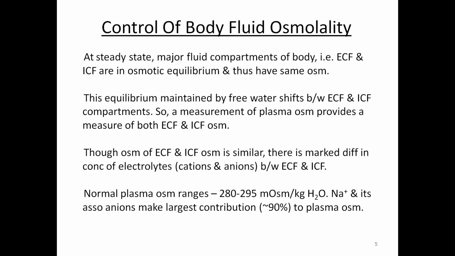Even though the osmolality of both these compartments is quite similar, still there is a marked difference in concentration of electrolytes between the two, both in case of cations and anions. Your normal plasma osmolality ranges from somewhere around 280 to 295 milliosmoles per kg water. Sodium and its associated ions make the largest contribution, around 90%, to plasma osmolality.